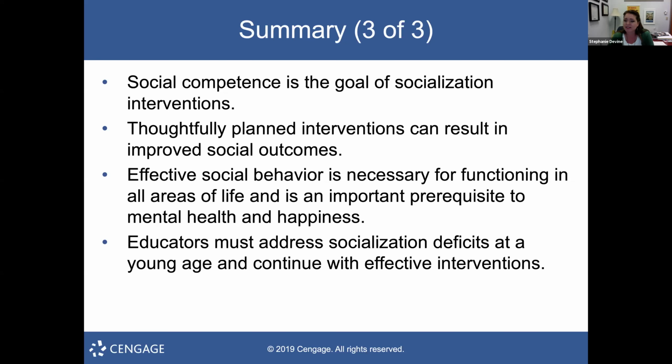Effective social behavior is necessary for functioning in all areas of life. It is an important prerequisite to mental health and happiness, because if we want interpersonal relationships and so on, there's a level of effective social behavior that needs to take place. That doesn't mean you're creating little Stepford wife robots, but helping them especially achieve their own goals. That's the important part. Make sure the goals you're working toward are ones that the student wants to work toward.